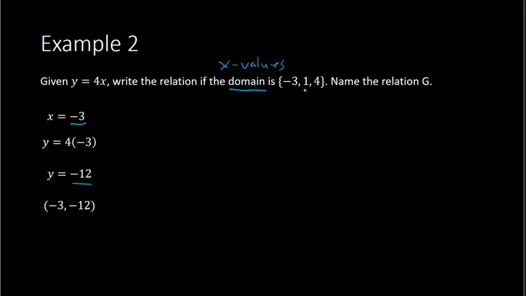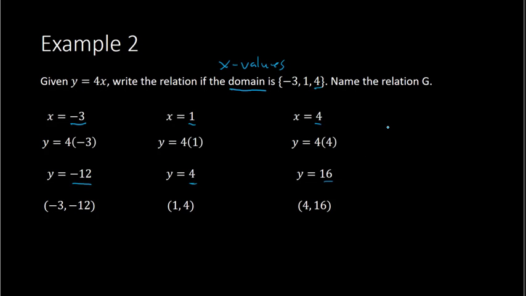So next I can plug a 1 in for x and see what I get. If I plug a 1 in, we get y equals 4 times 1, which is 4. So when x is 1, y is 4, I can write that as an ordered pair. That would be (1, 4). Alright, and lastly, we do this with the number 4. So we plug a 4 in. So if x equals 4, we now have y equals 4 times 4, which would be 16. So when x is 4, y is 16. So my ordered pair is (4, 16).